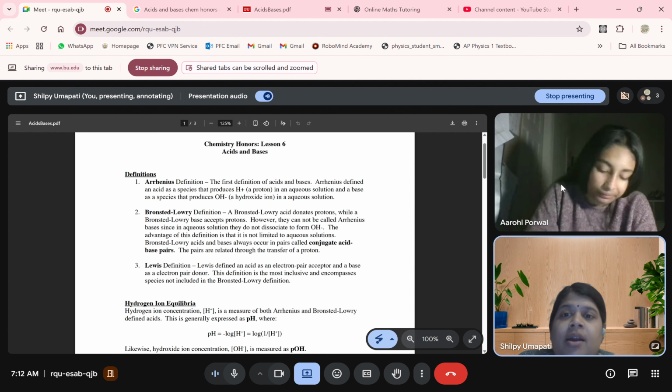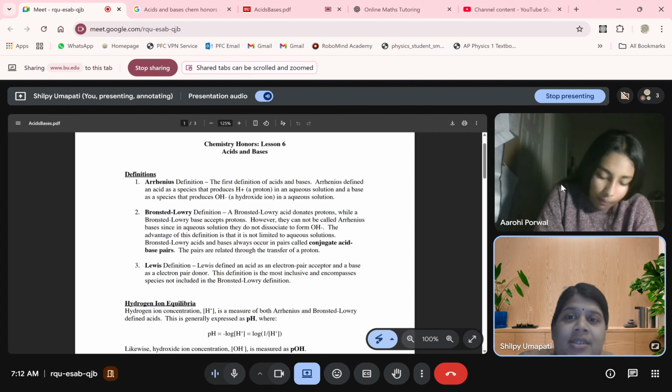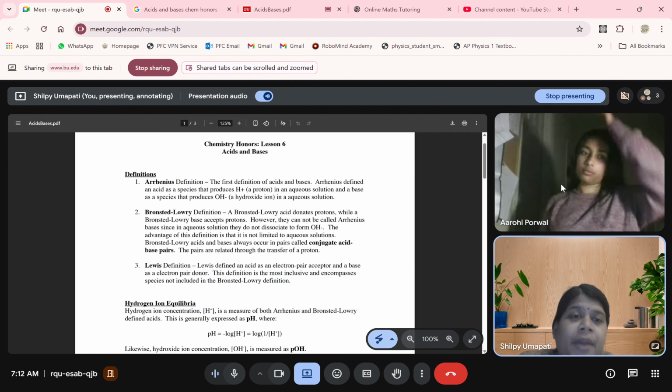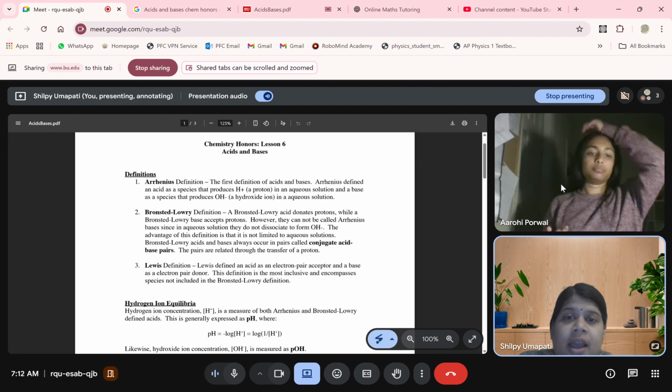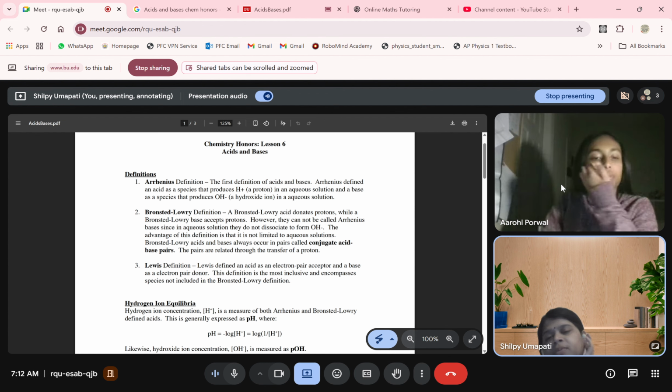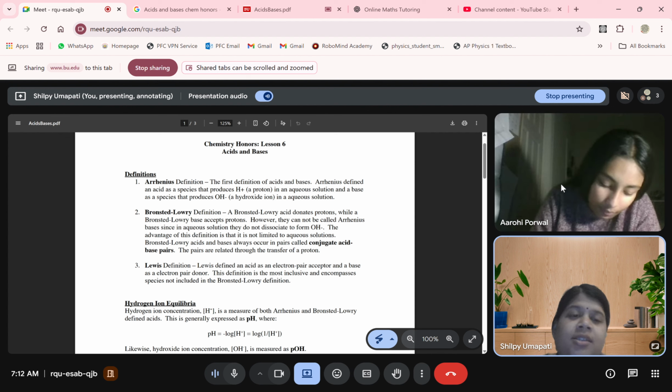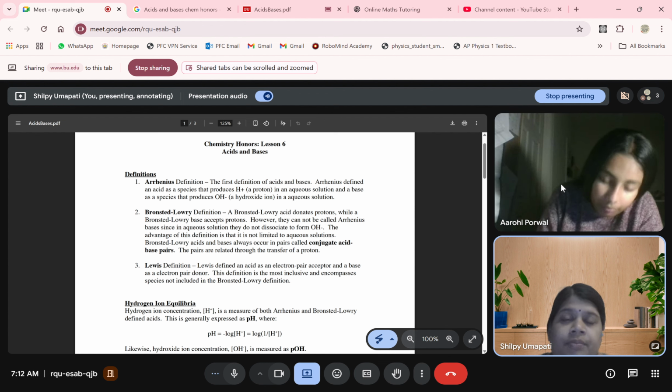So here, according to Arrhenius theory, your acid will produce a proton, and your base will produce hydroxide ion in the aqueous solution. Now, aqueous solution means in the water, when they are mixed in the water. And always, acids and bases are aqueous solutions only, right? They are liquids.